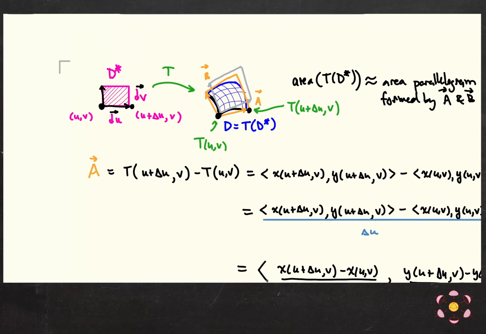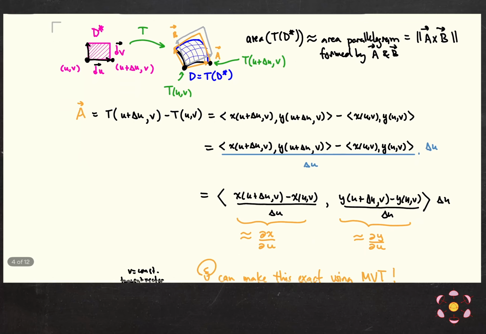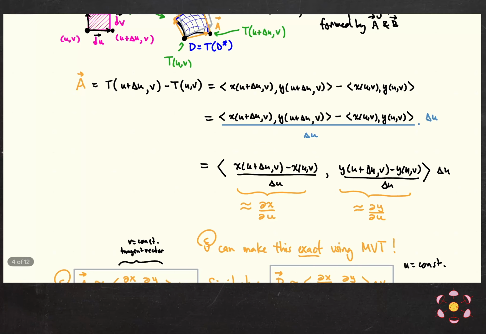Let's look at this derivation together. What does T tell us to do to these two things in the UV plane? Well, it's x evaluated at those two numbers and y evaluated at those two numbers. Then I'm doing T evaluated at (u, v), same idea, x and y, but this time at u and v.